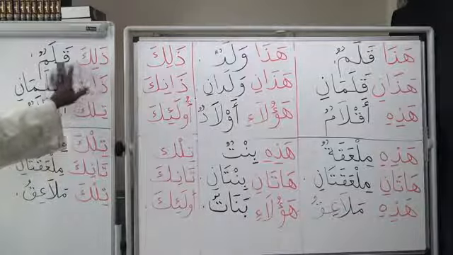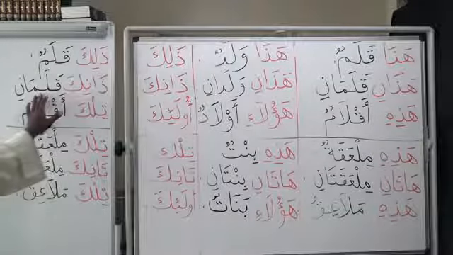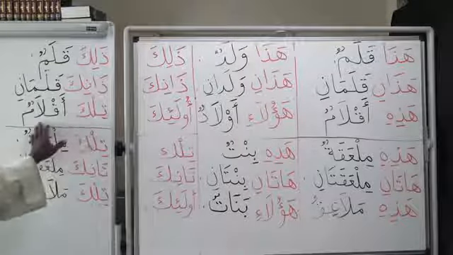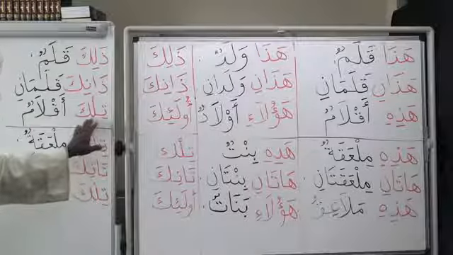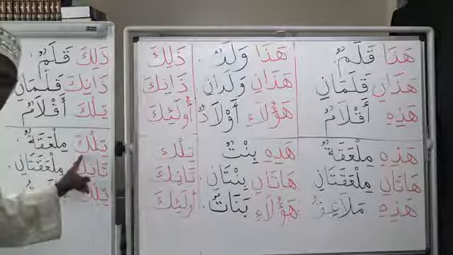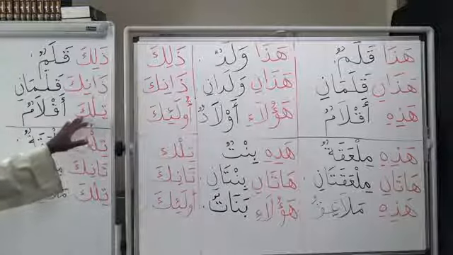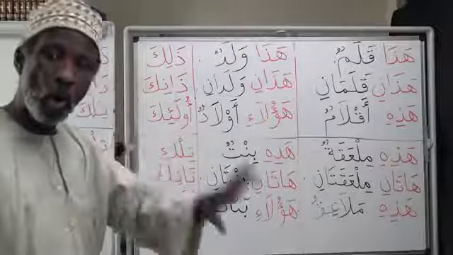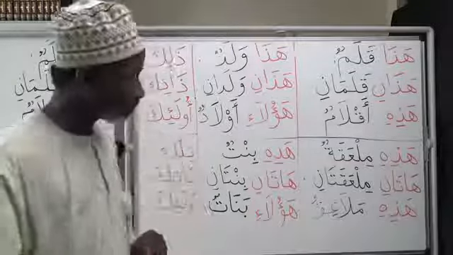This is ذلك قلم, that is a pen. ذلك قلمان, those are two pens. تلك أقلام, those are pens. This means three or more. We are referring to it using tilka as if we are talking about a feminine singular. So tilka is used for singular feminine as well as to refer to all non-human beings. To say those, you will say tilka.